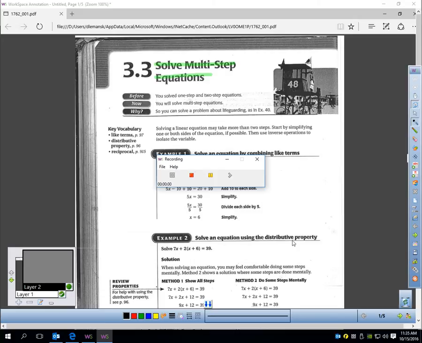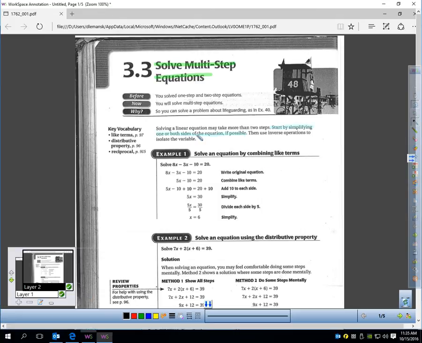This is lesson 3.3. You should be on page 148, and this lesson is called Solving Multi-Step Equations. Multi-step means exactly what it sounds like. Solving may take more, and I'll underline it here, it may take more than 2 steps. Now the first step is really the most important one here, and I'll put a little number 1 by this in blue. You want to always start solving by simplifying one or both sides of the equation if possible.